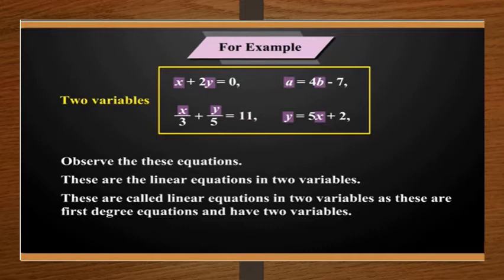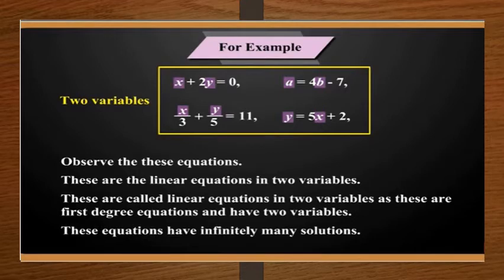These are called linear equations in two variables, as these are first degree equations because the degree of the variables is 1. So they are called first degree equations and have two variables. These equations have infinitely many solutions. It means if we presume one value for one of the variables, accordingly we'll get the value for the next variable. So the value keeps changing according to the presumption of one of the variables.